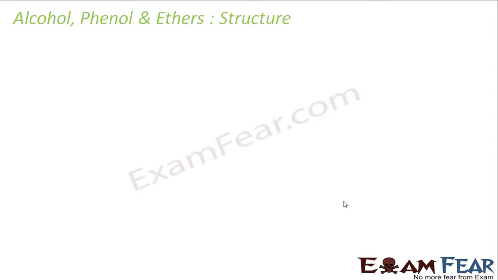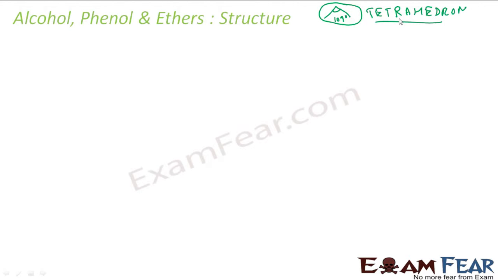So let's study the structures of alcohol, phenol, ether. Before we start, I'll tell you one thing. The normal angle for a tetrahedral is 109 degrees. This is something which we know. We have learned this in the earlier classes. Tetrahedron, right?